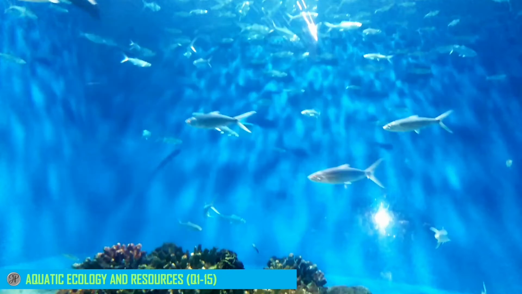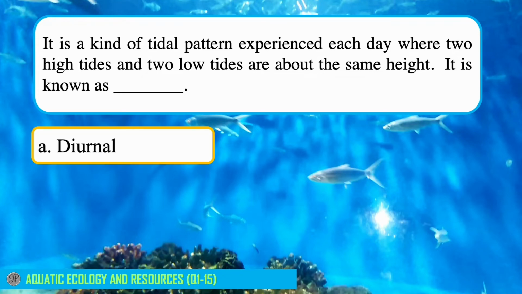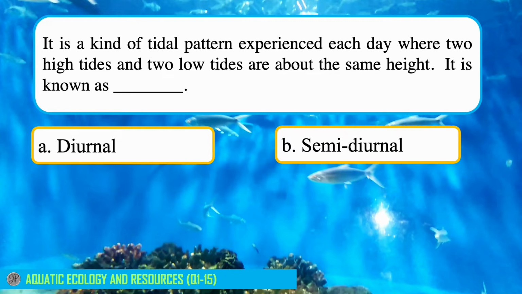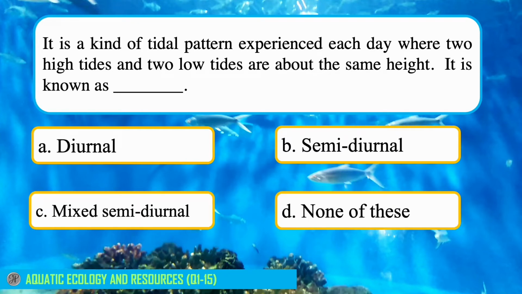Okay, so let's proceed with number 6. It is a kind of tidal pattern experienced each day where two high tides and two low tides are about the same height. It is known as blank. A. Diurnal. B. Semi-diurnal. C. Mixed semi-diurnal. Or D. None of these.